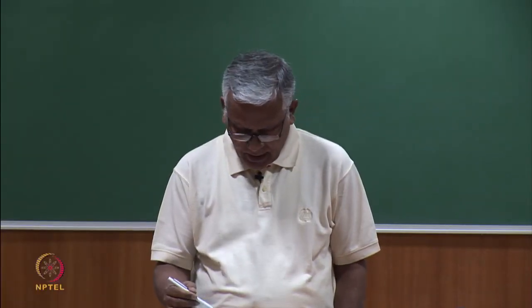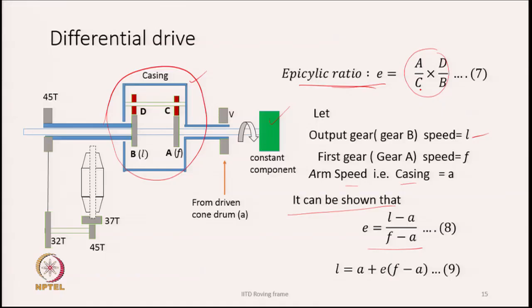So, A is driving C, A and C are connected. So, it is A by C into D by B. This is how we should write it, and the epicyclic ratio in this case is therefore A by C into D by B, where A, B, C, D represent the respective teeth in those gears. Also, it can be shown that E is small l minus A by F minus A, and therefore, from here L, the speed of the output gear, is A plus E into F minus A.